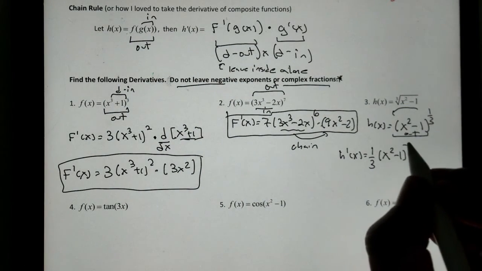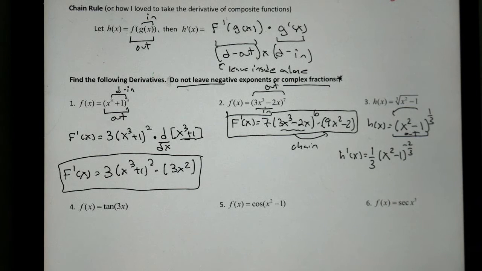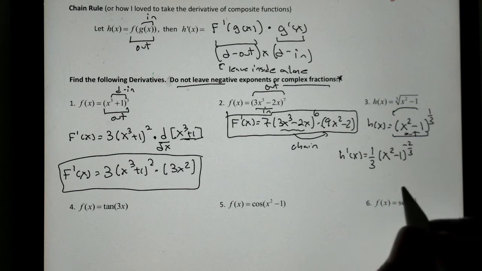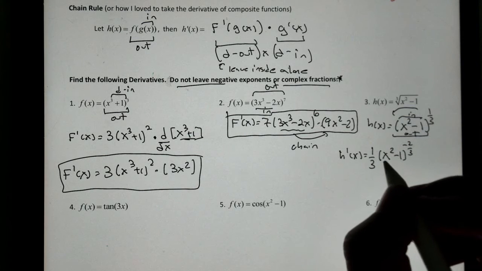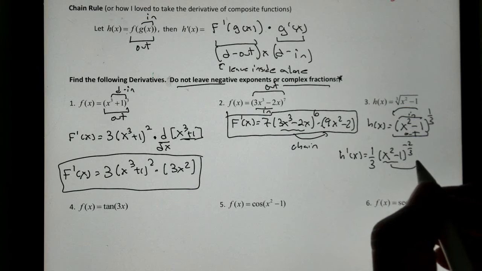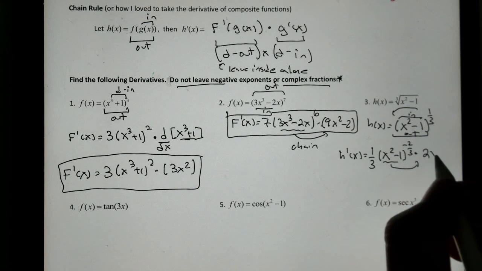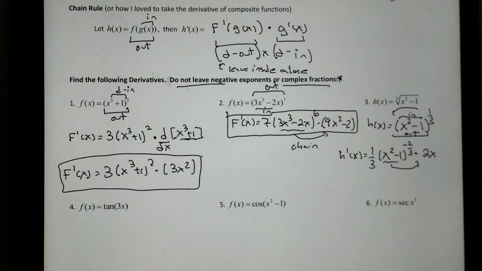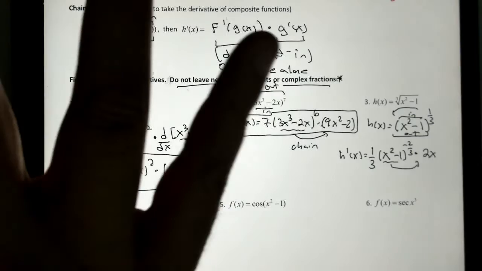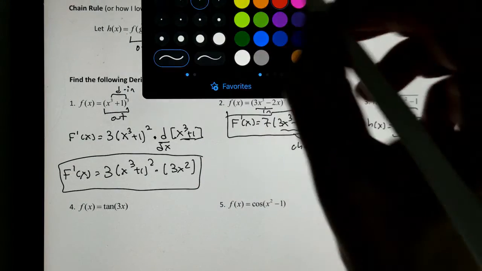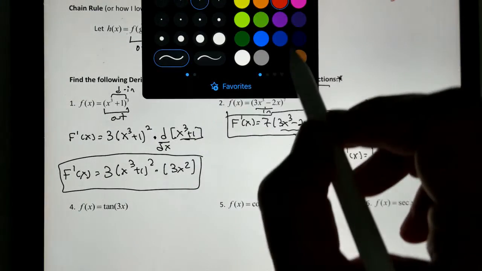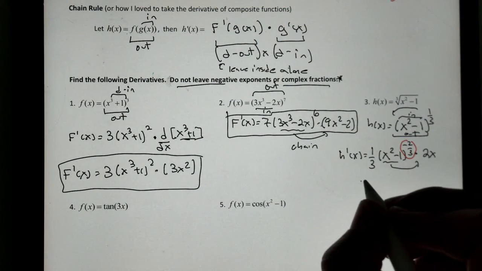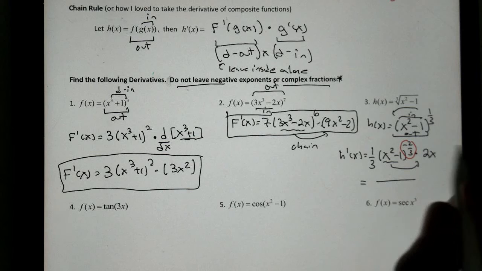When I subtract 1, I get negative 2/3, which if you're good, you know that's going to cause an issue for us later on. But now I have to look at the derivative of the inside. So now I look at this inside, and that's going to give me 2x. The derivative of x squared minus 1 is 2x. So there's my derivative. But remember, we don't like negative exponents, so we are going to have to simplify this one.